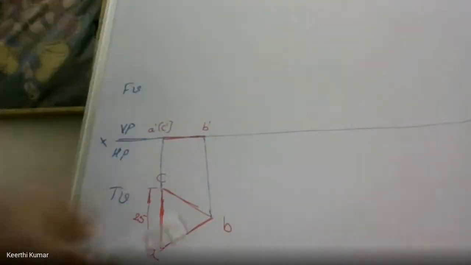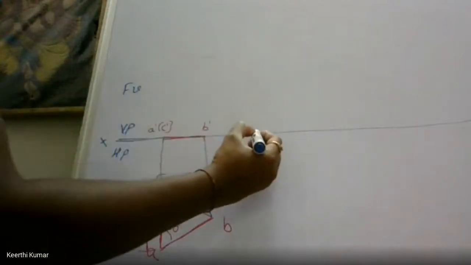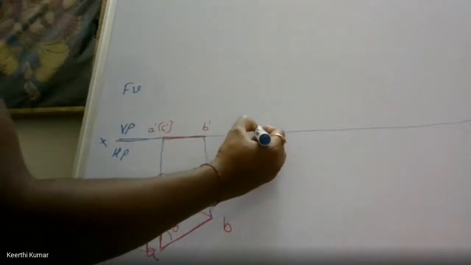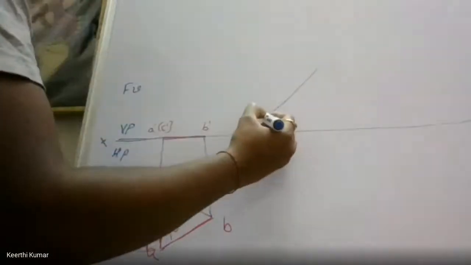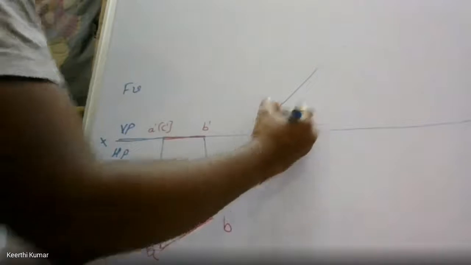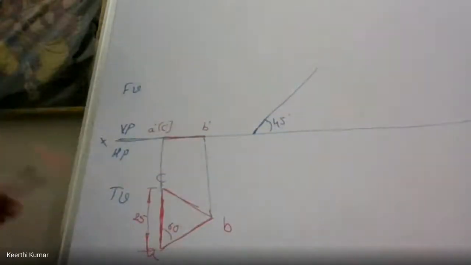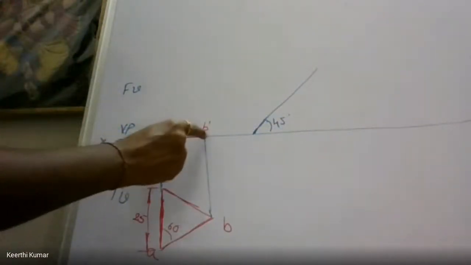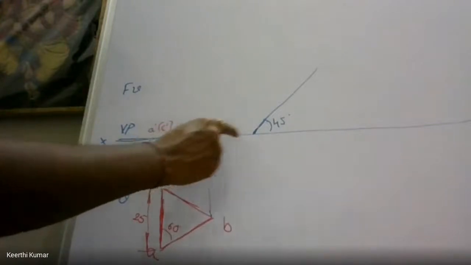So what I'll do? It is resting on HP, so first satisfy with respect to HP. So I'll move conveniently and I'll draw a 45 degree line. Simply draw the 45 degree line with a bigger length. There is no distance, you draw any distance. Then what is our intention? Our intention is this lamina, this size has to come here.